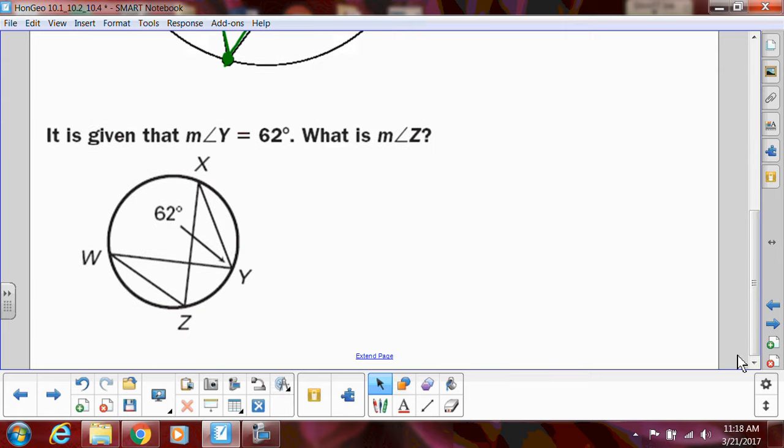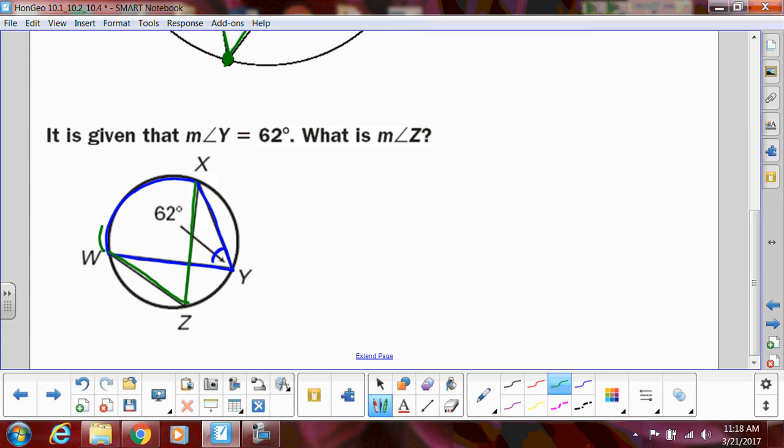So for example, we know that angle Y is 62 degrees, and it cuts off this arc right here. They're asking, what is the measure of angle Z? Well, angle Z cuts off that same arc, so I know it's going to be the same as this one over here. So this will also be 62 degrees.